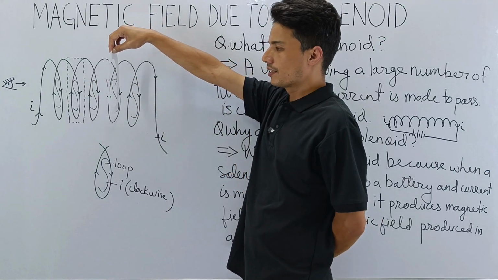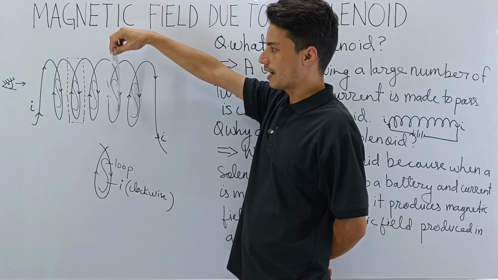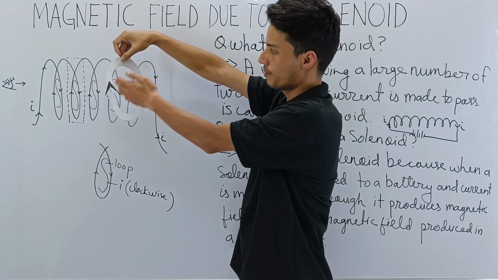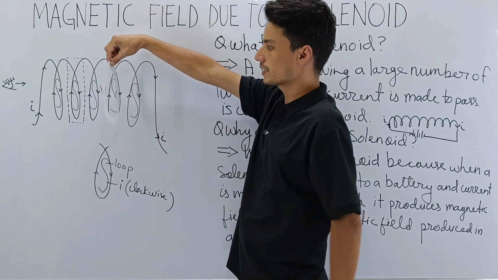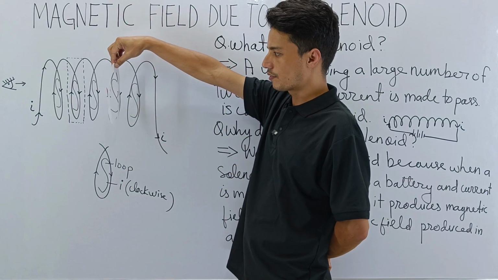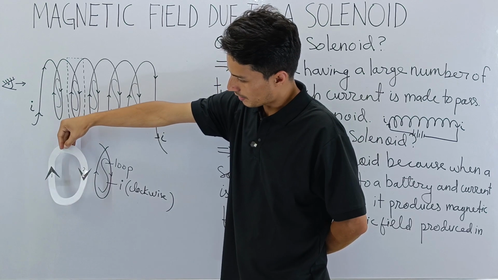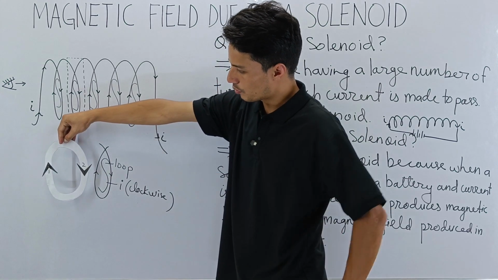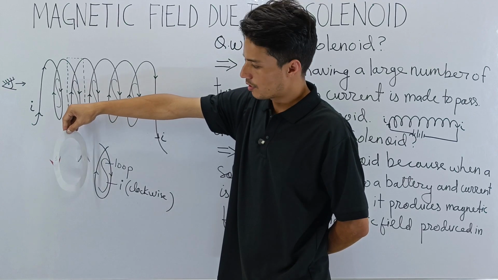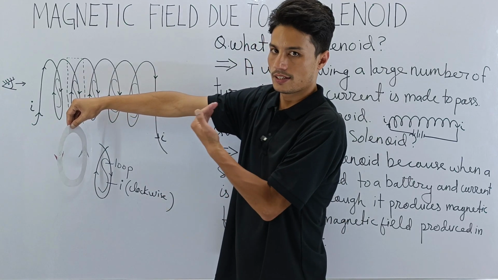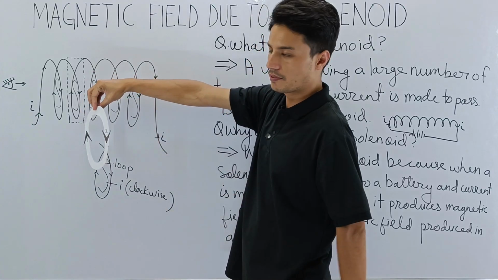Now I'm still looking into the solenoid, but now I am not seeing this face of the loop anymore. Rather, I'm seeing the other side of the loop. Let me show you. This part. Previously I was looking at this part, where markings 1 and 2 were there. Now I'm looking at this part. There are no markings here. So I'm actually looking at the back of the previous loop.